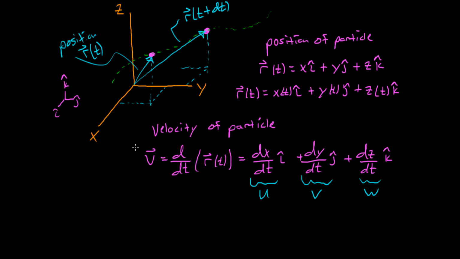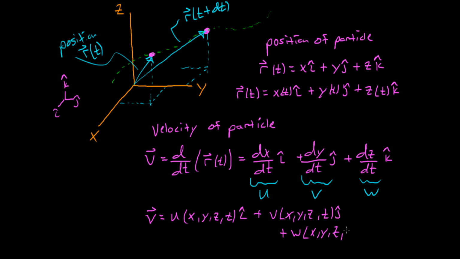And so we can rewrite this, that our velocity vector V is equal to u, but u now is also a function of space and time. And so u of x, y, z, and t times i hat plus v of x, y, z, and time times j hat, and w of x, y, z, and time times k hat.